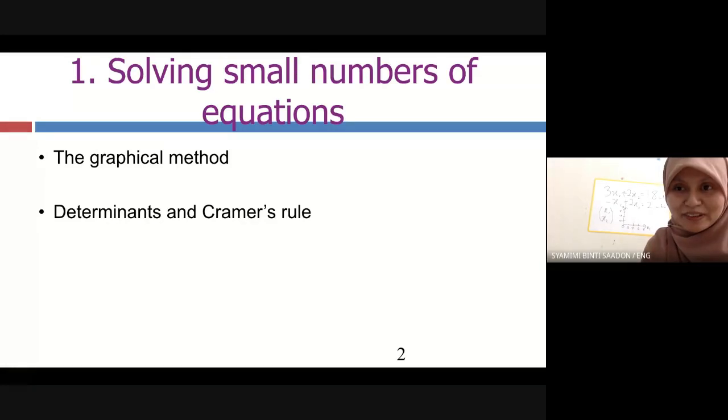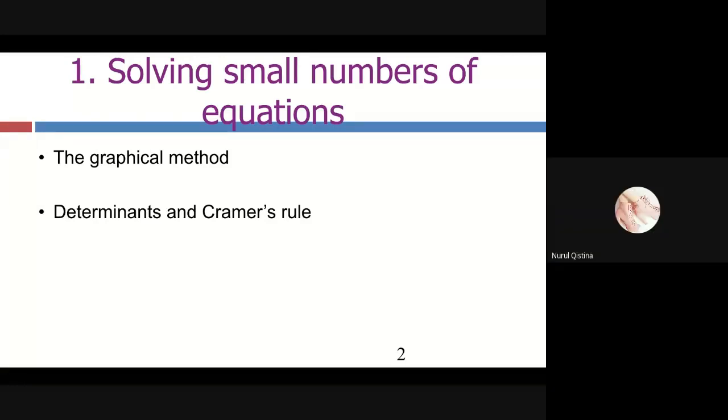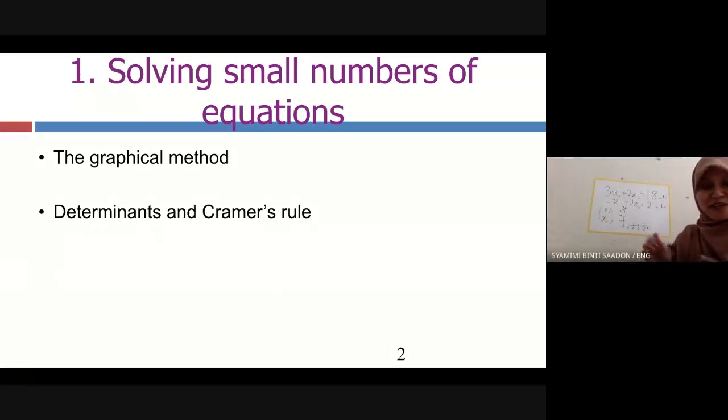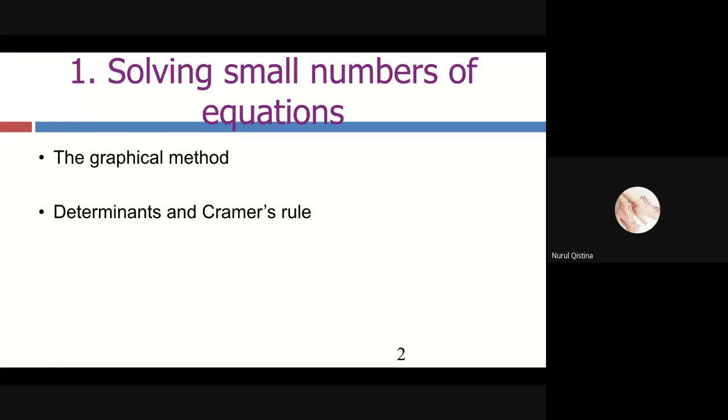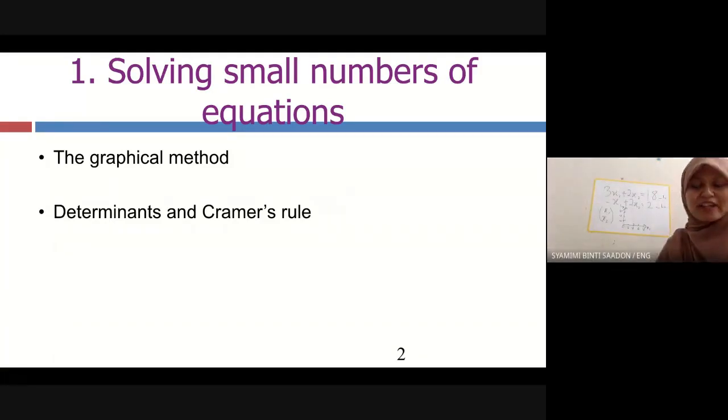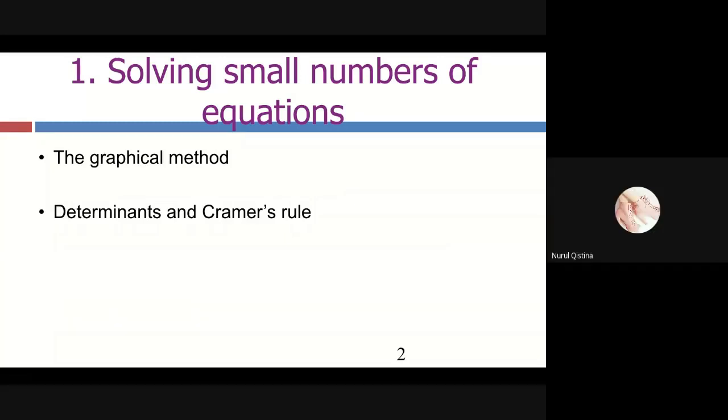Okay, Nurul Kristina. Are you there? Have you tried to sketch? Did you try to sketch, draw the algebra equation? So did you find the answer?